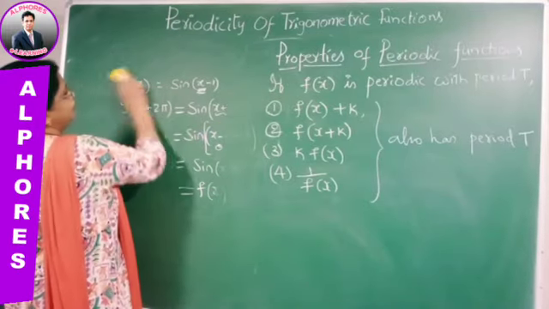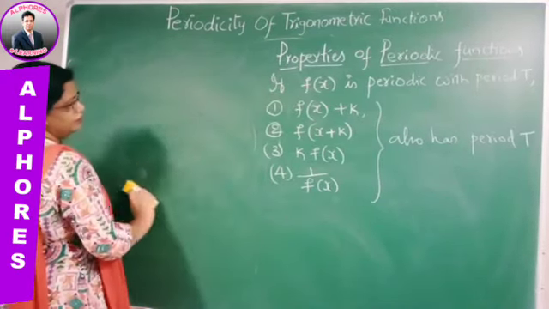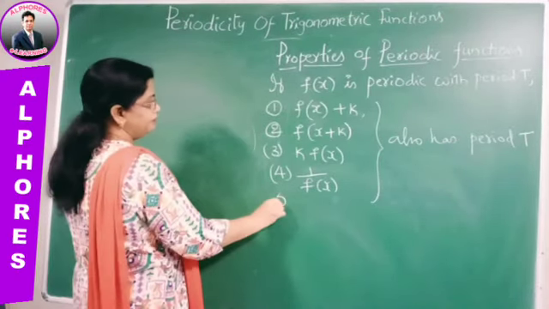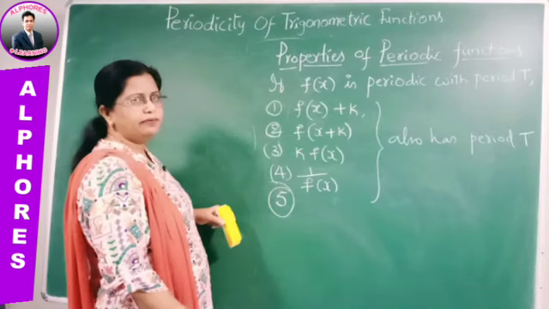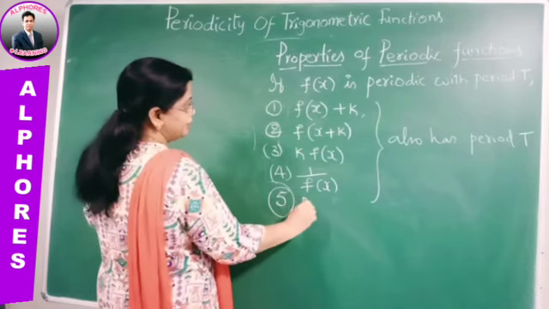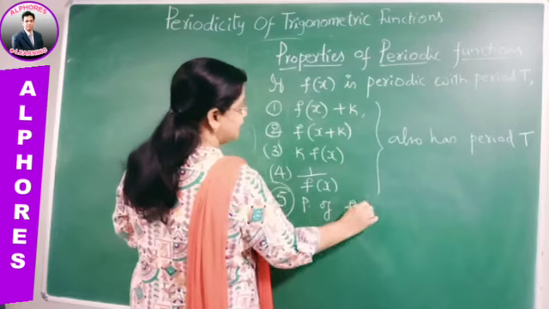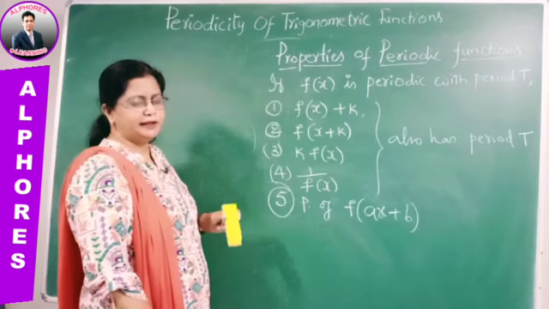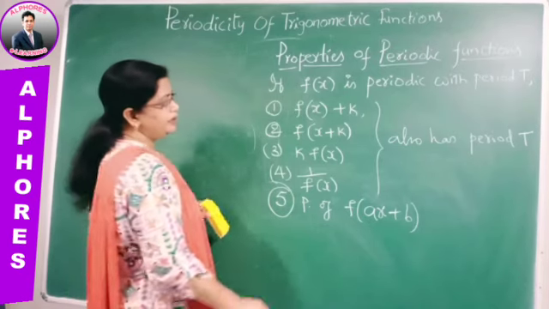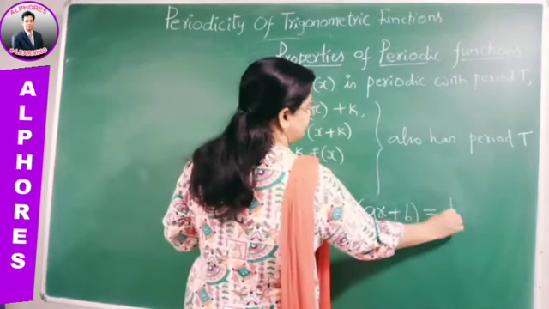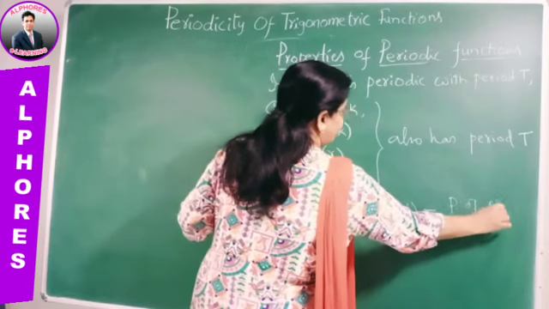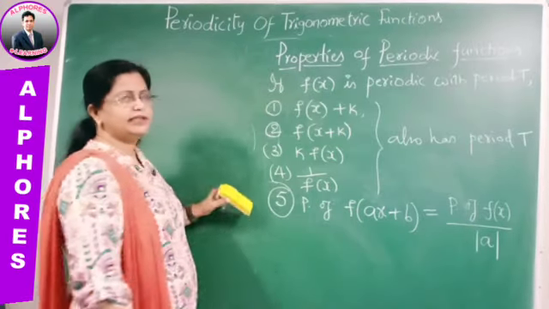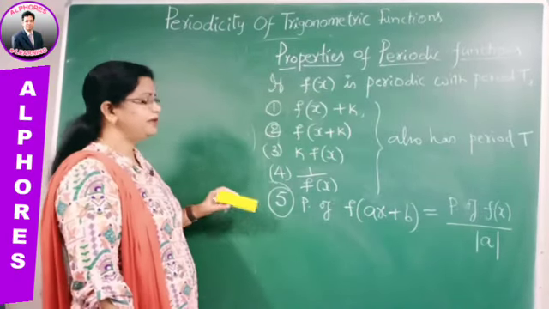And another important formula we should observe here, that is not only these 4, actually one more is there, that is the 5th one, that is period of f of ax plus b. So period of f of ax plus b, that means coefficient of x is some real number, positive real number or negative real number, then this is nothing but period of f(x) whole divided by how much here? It is mod a.